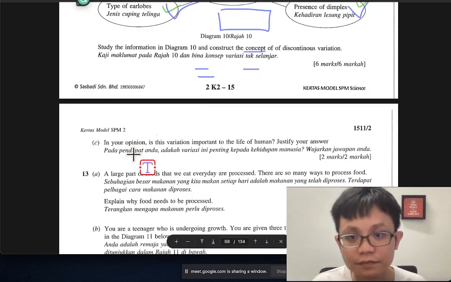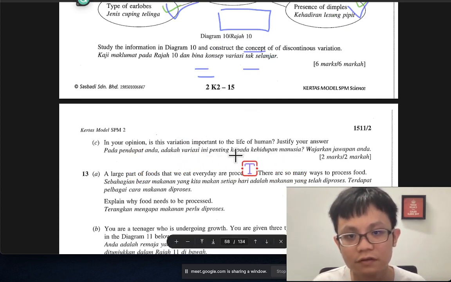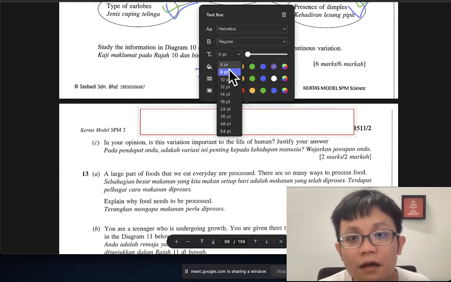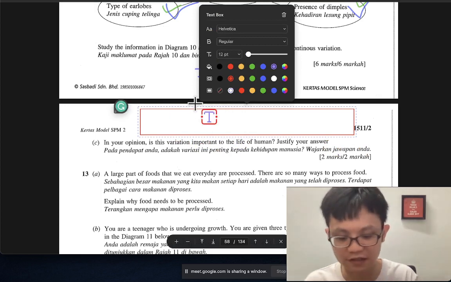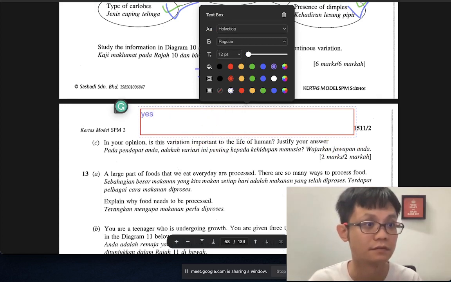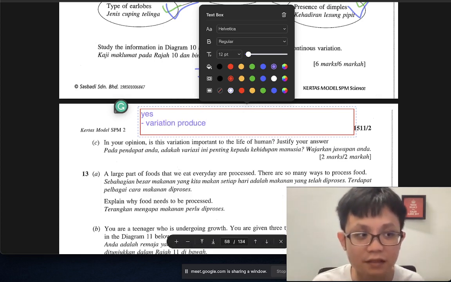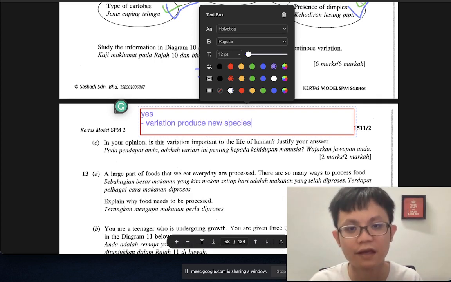In your opinion, is variation important? Do you think it's important, yes or no? Yes. So I also think it's important. Why? Justify. Variation produces new species. Produces what? New species. New species. Okay, very good.